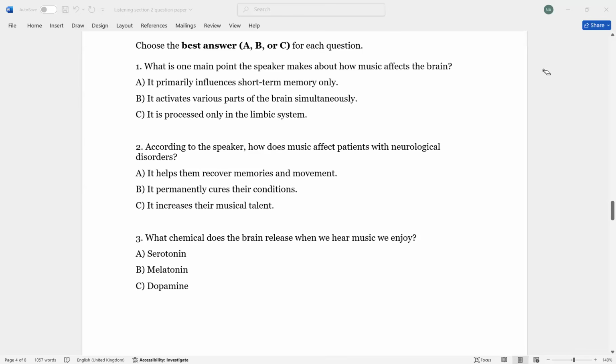When we listen to music, multiple parts of our brain are activated. The auditory cortex processes the sound. The motor cortex may respond to rhythm by making us tap our feet. And the limbic system, which is responsible for our emotions, lights up in response to melodies we love. In fact, studies using brain imaging technology have shown that listening to music we enjoy triggers the release of dopamine, the same chemical that gives us pleasure from food, social interaction, or exercise.